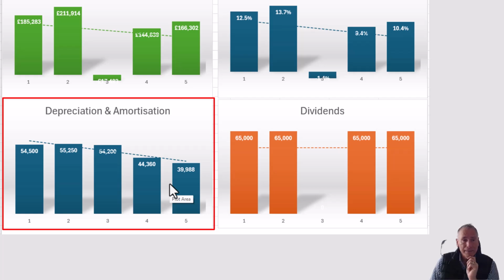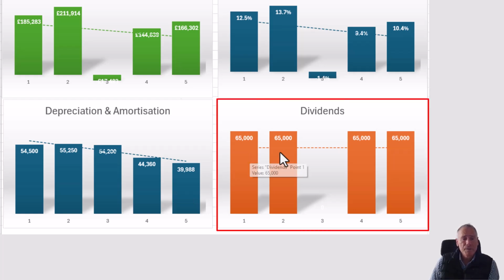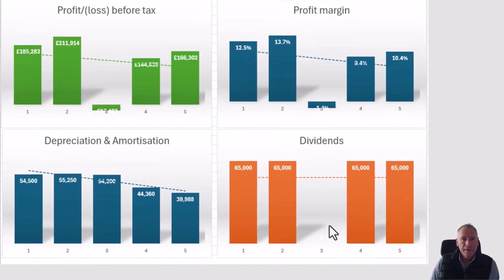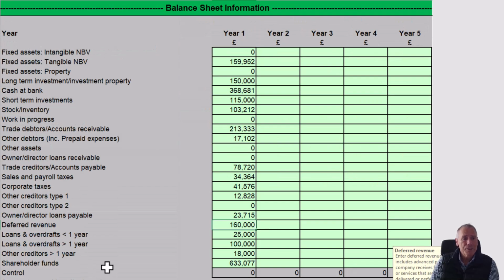Also, we can see that dividends have remained stable, except for the year 3 scenario where we know it made a loss. So that's understandable why, where the owner didn't take out the dividend in that year. So now let's have a look at the balance sheets by putting in those balance sheet years too.